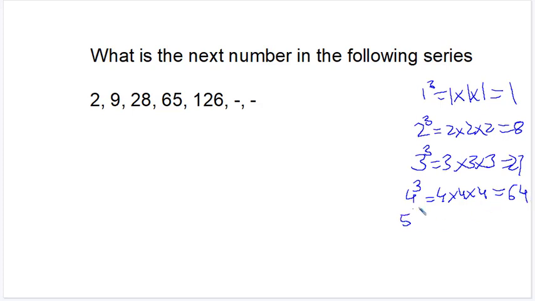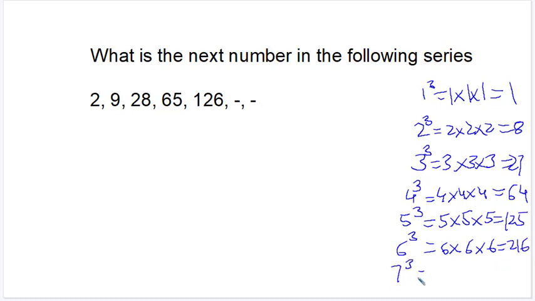5 cube, 5 fives are 25, 25 fives are 125. 6 cube, 6 sixes are 36, 36 sixes are 216. 7 cube, 7 sevens are 49, 49 sevens are 343.